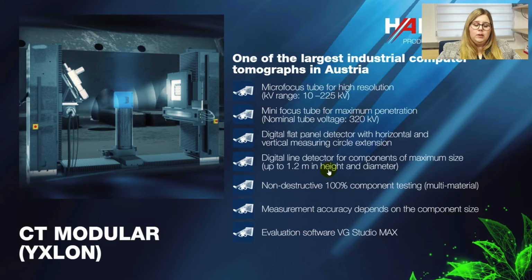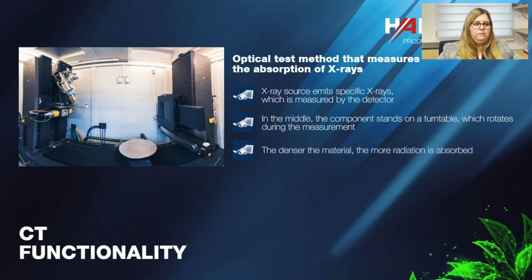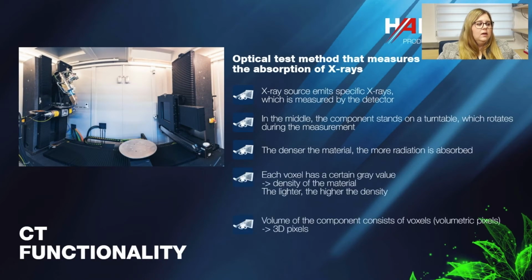Computer tomography is a non-destructive testing method with which 100% of the component can be depicted in a watertight way without destroying it. And also multi-material testing is possible because no matter how many materials are used, they can be measured and detected as long as they have different densities. And the accuracy depends on the component size. For evaluation, we use the software VG Studio Max in the latest version.